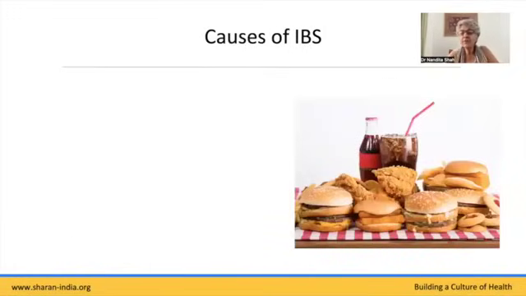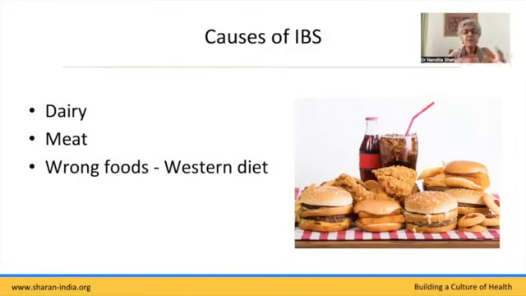And the causes of irritable bowel syndrome are number one, dairy. Number two, obviously meat. These are the foods that we're not meant to eat. And of course, wheat as well, right? So wrong foods, a Western diet, refined foods, stress, and of course, genetics as well. But genetics is only the gun. All the rest is the trigger, and therefore it's so important to look into everything.